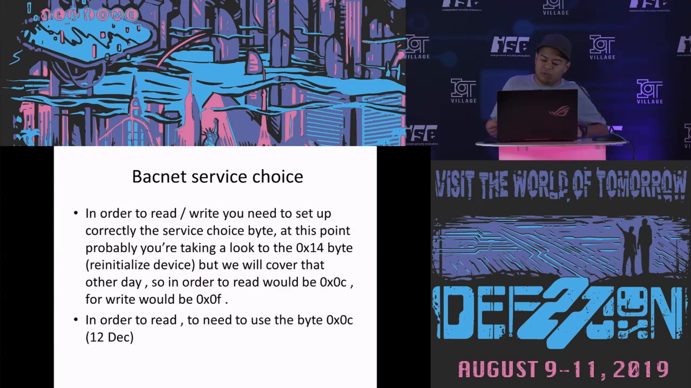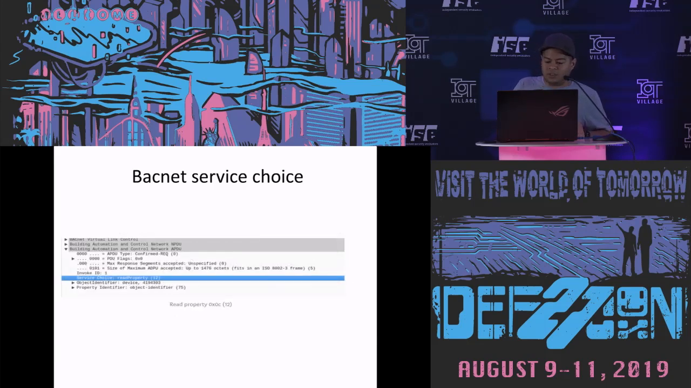So in order to read, it would be 0C in hex, and for write, it would be 0F. That's it. This is how a read packet looks like. You will see the read property configured there, and the number 12 in decimal.